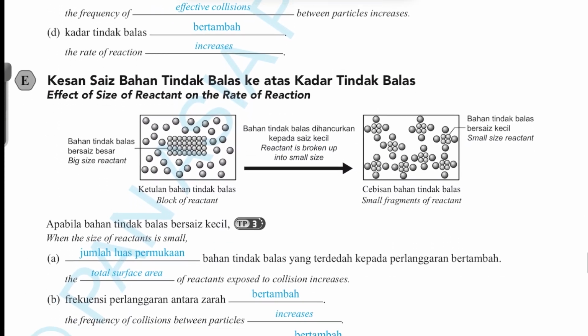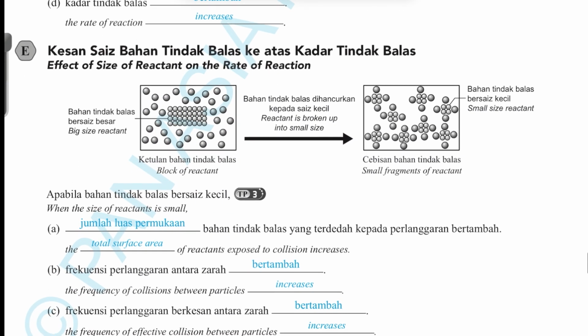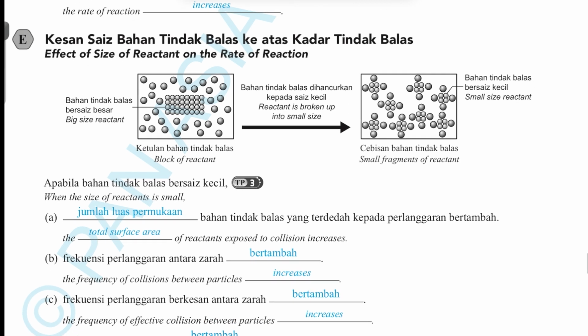Right. Effect of size of reactant on the rate of reaction. When the size of reactant is small, the total surface area of reactant exposed to collision increases. So the frequency of collision between particles increases. The frequency of effective collision between particles increases. The rate of reaction increases.